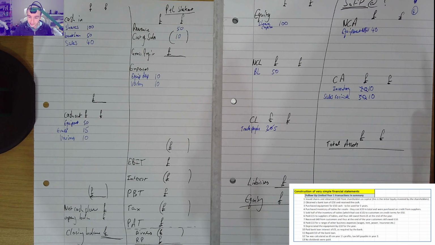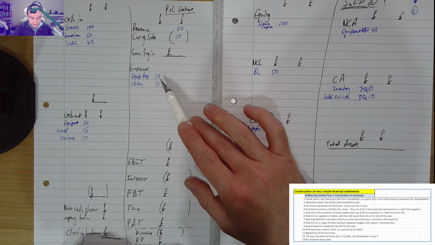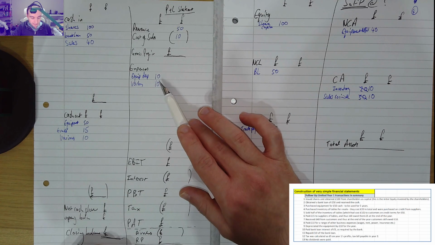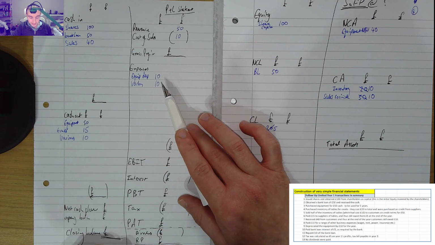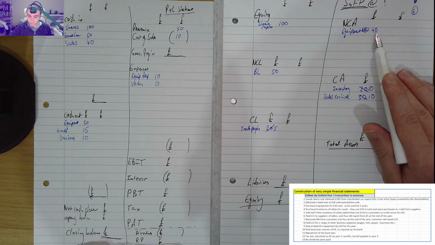Number 9, depreciated the equipment by £10 for the year. Okay, well that was implied by number 3, straight line depreciation. Depreciate the equipment by £10. So we've done that already. Expenses depreciated by £10. Remember, it's not a cash payment, so it won't go on the cash flow. But £10 there, and we've taken that into account by adjusting the net book value of the equipment to £40.